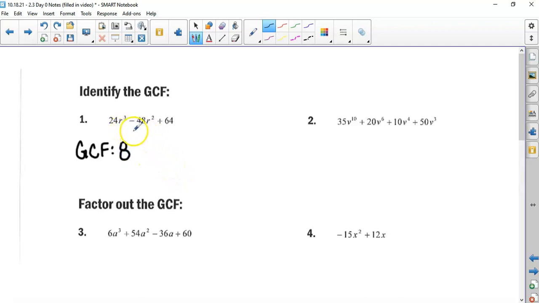Now I'm looking at the variables. R cubed, R squared. There is no R term right here, so we are done. The GCF is just 8. Let's try number 2. 35, 20, 10, 50. Largest number that goes into 35, 20, 10, and 50 is 5.